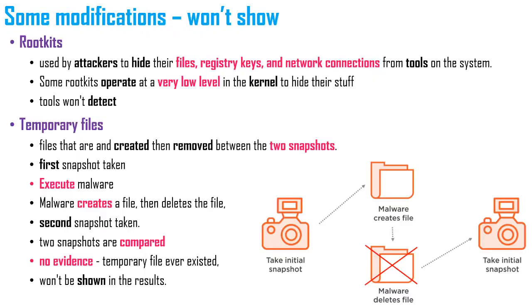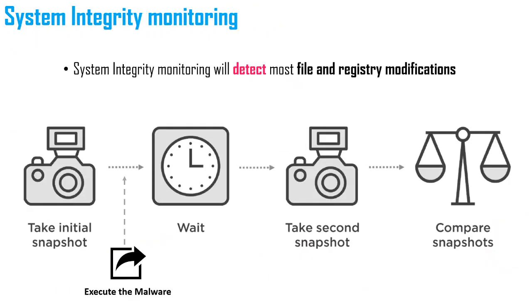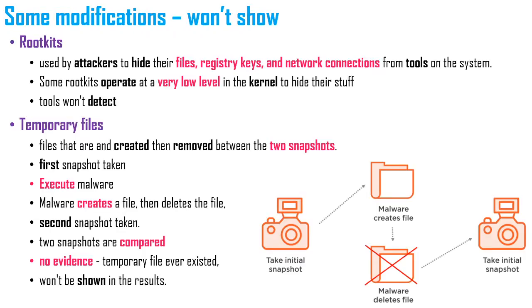Here, this system integrity monitoring is a very important process in dynamic analysis. In system integrity monitoring, it will mostly show the file changes, registry modifications, and network traffic generation, everything we can see. But some modifications we couldn't see in this technique, the system monitoring process. So what are all the things we couldn't look out for? The first one is rootkits.